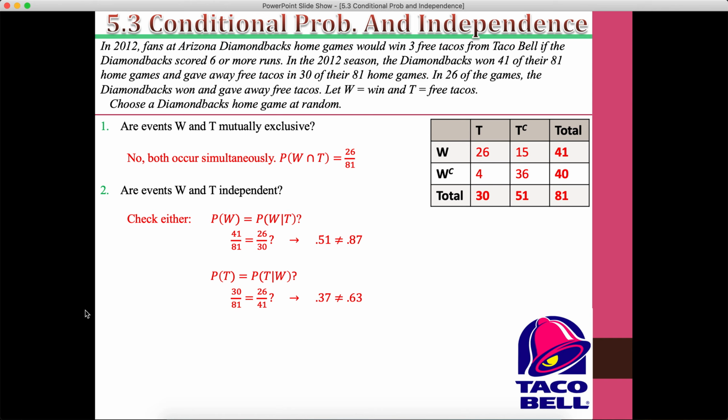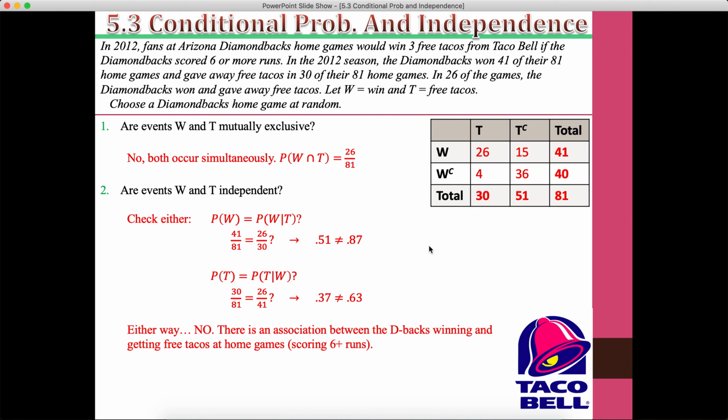And if I do it in reverse, if I look at P(T) and P(T given W), I get different fractions, but I come to the same conclusion, which is that these two things are not equal. This implies that they are not independent, and we should think of the opposite of independence not as dependence, but as some sort of association. In this case, I'm not going to say that getting tacos leads to a win. It's more likely that the confounding variable responsible for this association is the fact that both wins and getting tacos are related to getting 6 or more runs.